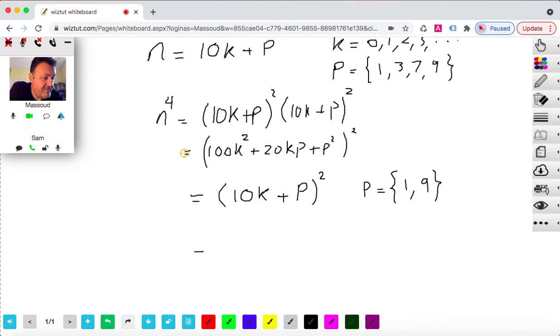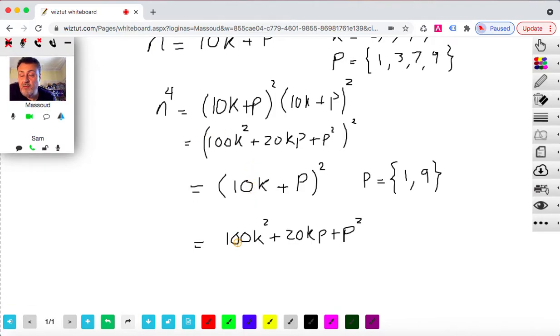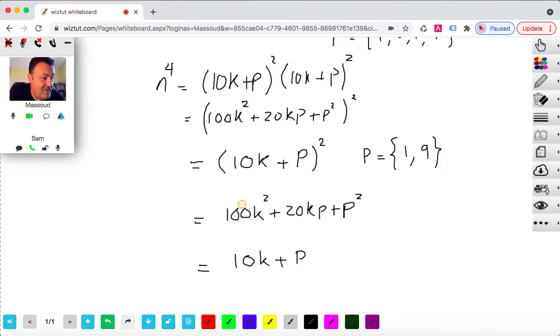So again, when I square this, I get the same things: 100k squared plus 20kp plus p squared. And this final number produced after the number is squared again will have another multiple of 10 in it, and a p squared. That p squared can be 1 squared, which is 1, and 9 squared, which is 81, and in 81, 80 is another multiple of 10 plus 1 at the end. So the final product will be again another multiple of 10 plus a new p, and this new p would be from a very small set, and that set has only 1 in it, which is the final digit.